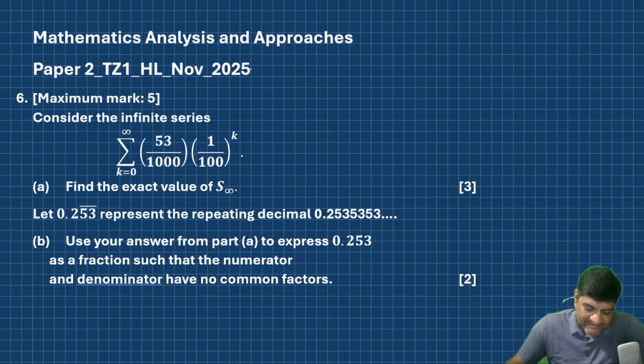We are given an infinite series. We need to find the summation of this series from k equals 0 to infinity. And then we are given a decimal expansion, a repeating decimal where 53 is repeating infinitely. I'm going to use this to find the value of this one. That's the question. Let's see how to do this.